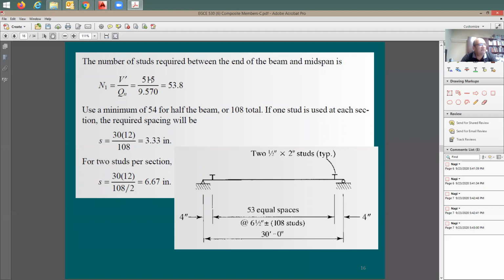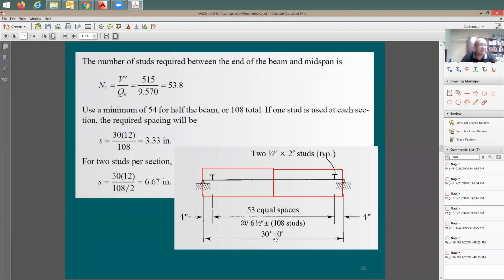If you take this 515 kips, divide by 9.57, which means this is going to be the number of studs that you need to put on 1/2 of the span. Now we have roughly 54 studs in 1/2 of the beam. So I said here, on this side, I'm going to put 54, and on this side, I'm going to put 54 studs.